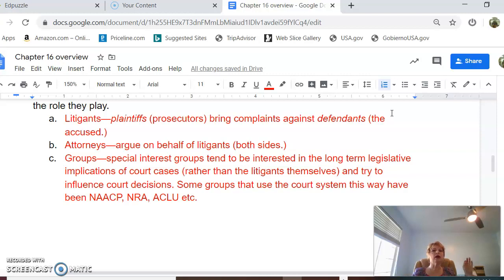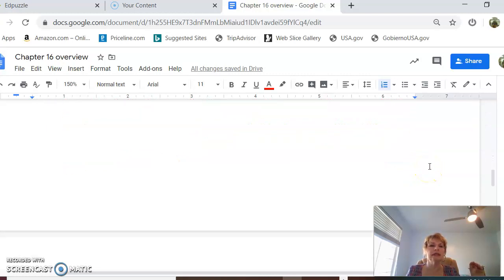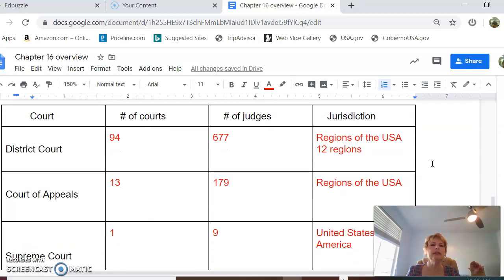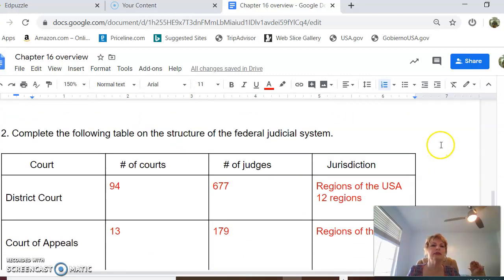And then attorneys argue on behalf of the litigants, both sides, and groups. Special interest groups tend to be interested in the long-term legislative implications of court cases. So rather than the litigants themselves, it's not so much the people, it is the standard that is set, the precedent that is set. They try to influence court decisions. Some groups that use the court system this way have been the NAACP, the NRA, the ACLU, et cetera, et cetera.